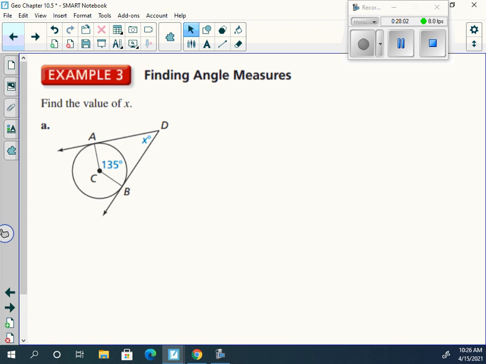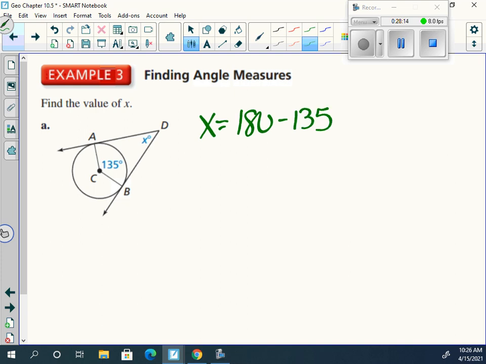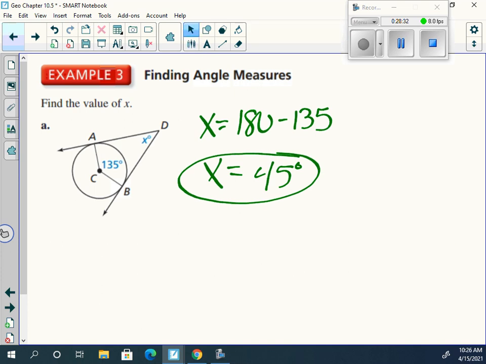So if we look at this first example, if I want to find the measure of x, I can subtract 135 from 180 because I know x and 135 have to add together to be 180. We get what? 45. So the measure of that angle is 45 degrees.